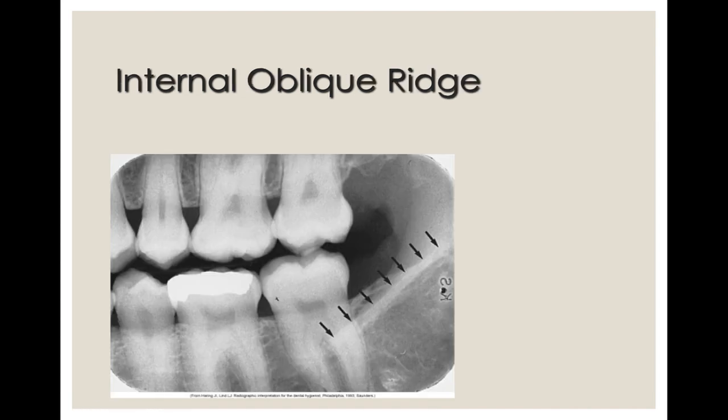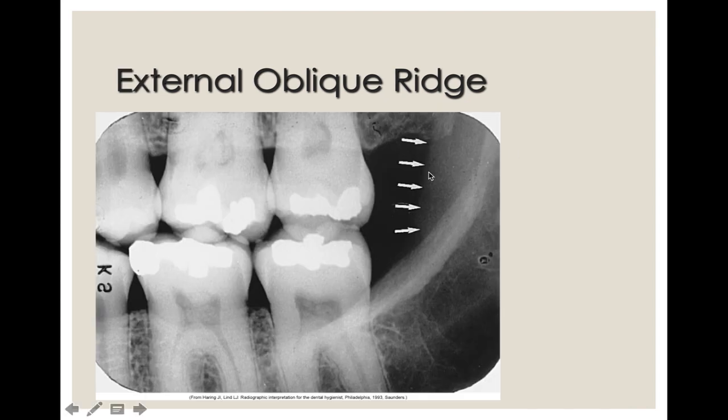The next ones we'll have are our internal and external oblique ridges. So the internal oblique ridge is a linear prominence of bone located on the internal surface of the mandible and ramus. So it's going to appear as a radiopaque band that extends downward and forward from the ramus. So here you can see our internal oblique ridge. It's important to note the external will be above it. So if you can see both of them on a radiograph, the internal oblique ridge will be inferior to the external oblique ridge. So we'll show you that here. So here's our external oblique ridge, and here's our internal oblique ridge.